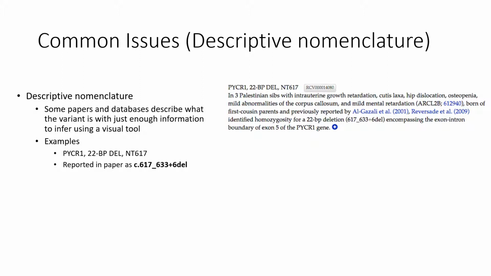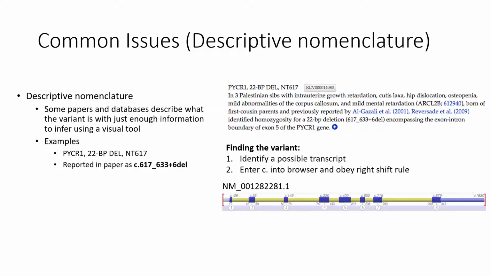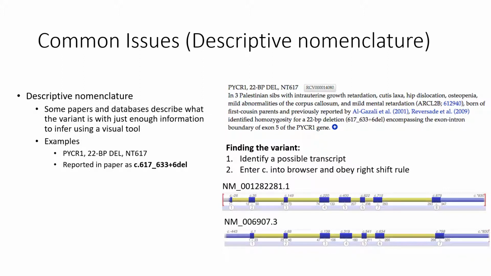As you can see, the OMIM description calls this variant c.617_633+6 deletion variant. So, we want to find a transcript that has an exon that ends in nucleotide 633, so that we can find that exon-intron boundary that ends in c.633. So this first transcript here does not appear to have an exon that ends in c.633.